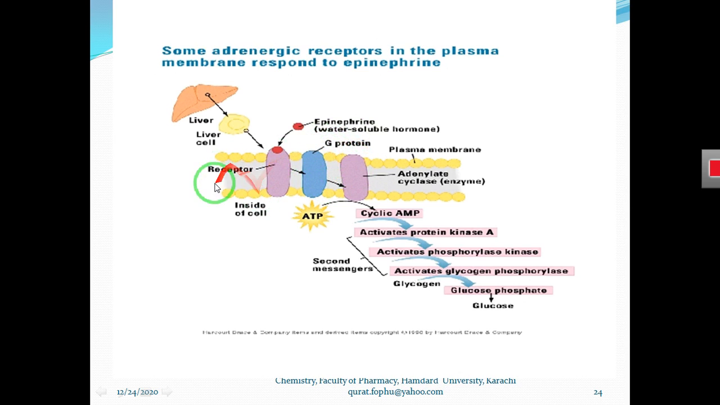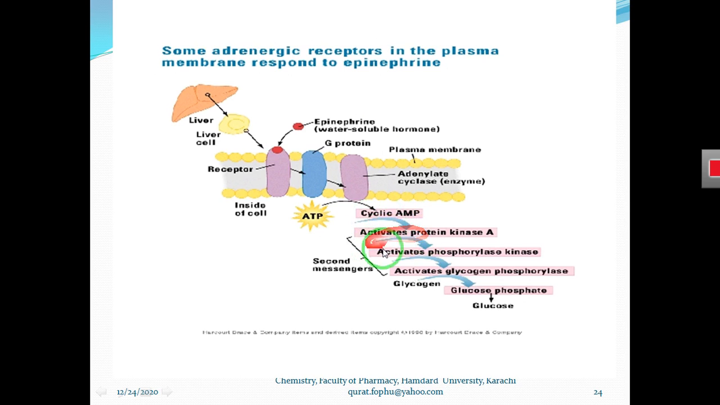So the hormone binding this receptor activates G protein. G protein activates adenylyl cyclase, an enzyme embedded in the membrane of the cell. This adenylyl cyclase converts ATP into cyclic AMP. So this is the cyclic AMP we are talking about.